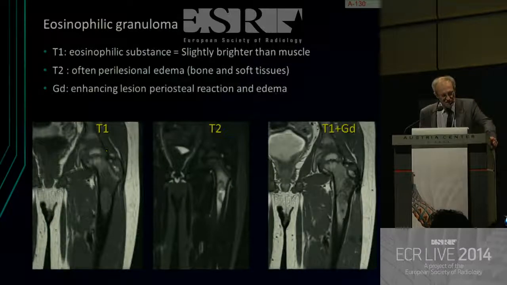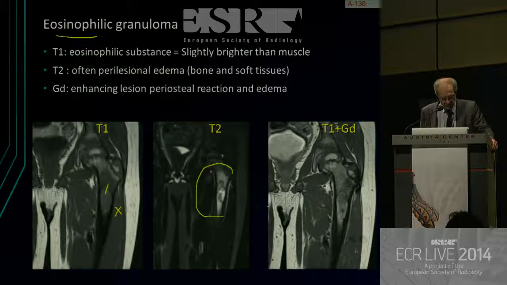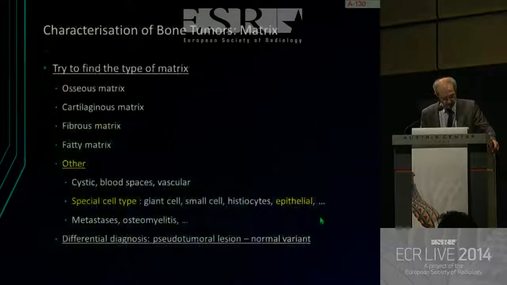And on T1, you should carefully look at the signal intensity of the lesion and compare it with muscle. If you do the windowing very well, you will see this eosinophilic substance is a little bit higher than muscle tissue. It contains more fat. So that's a clue for eosinophilic granuloma. On T2, there will often be edema. So it's an aggressive lesion, but it's benign. So you look for the edema, and there is a lot of enhancement.